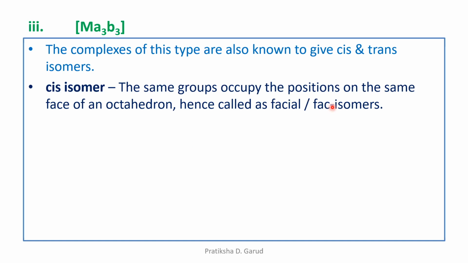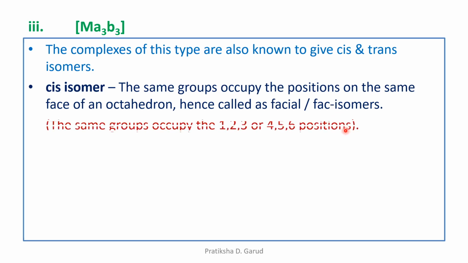Now how to consider a cis? When the same groups are present on the same face, hence they will be called a facial isomer, or it is also called the fac isomer. Here we can say that the same groups are present at 1, 2 or 3 position, or they are present at 4, 5 or 6 positions.